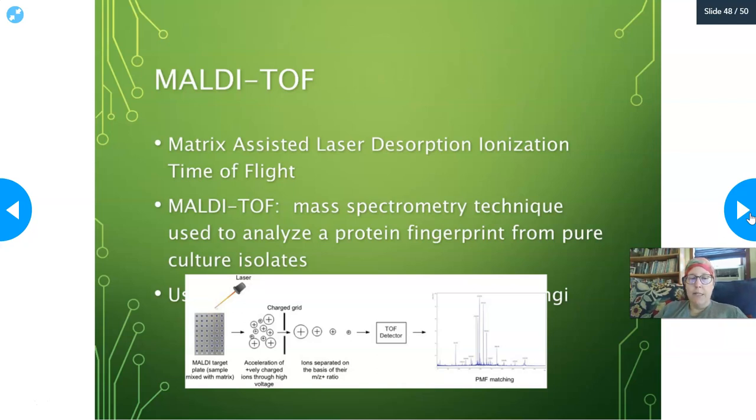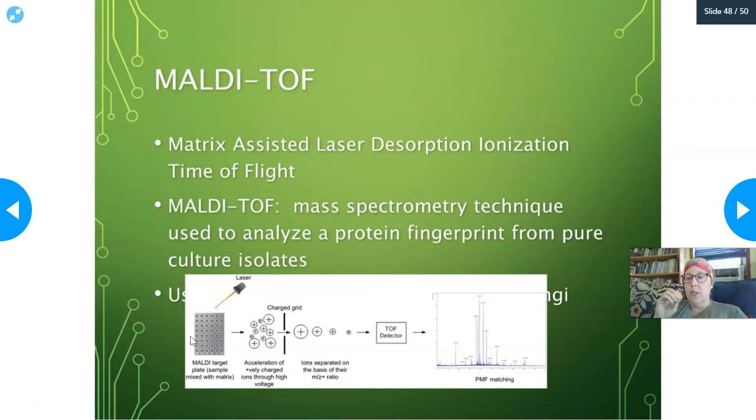And so what happens is you have the MALDI target plate, and it has little wells, right? So you grew some bacteria on a plate, you get some of one bacterial colony, and you put a little bit of it right here in this well. And it has a matrix that is added for that to bind that sample there. Okay. And then you hit it with a laser.